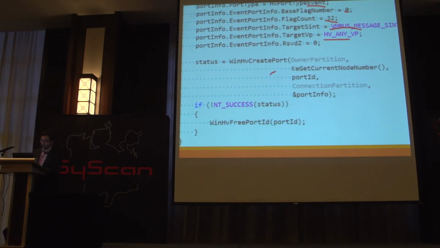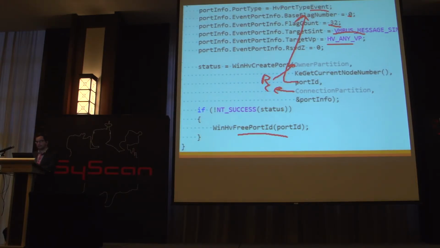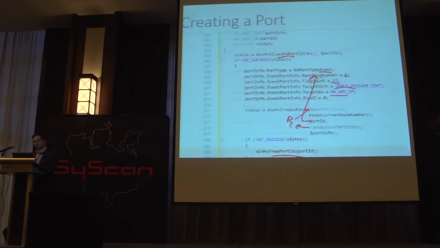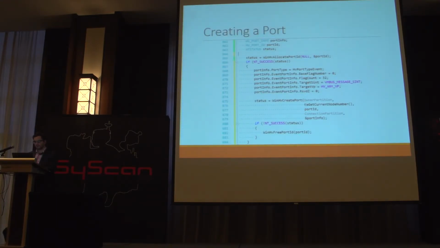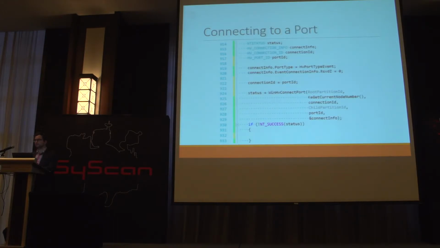You tell it where you want to create this port, and who's going to be connecting to it. You can create a port in a child partition, where the connecting side is the root partition. Or you can say, I want to create a port in the root, and I want the child to be able to connect to me. So you decide who connects to who, and you pass it the port ID that you allocated earlier. And obviously, if this doesn't work, make sure you free the port ID, otherwise you're going to be leaking allocated port IDs, and eventually you're going to run out of port IDs. So, a fairly simple process.